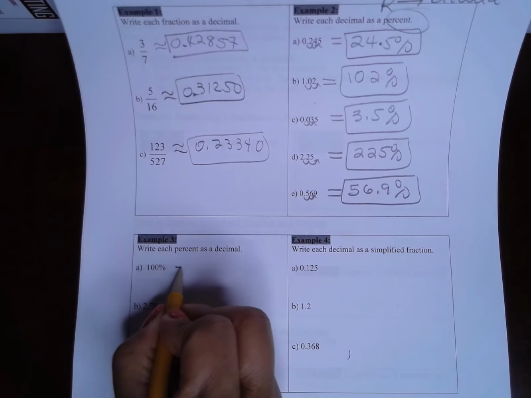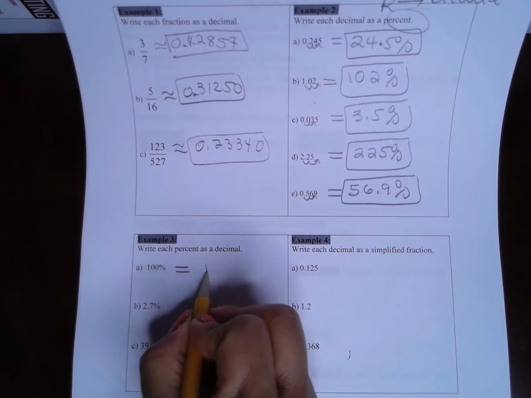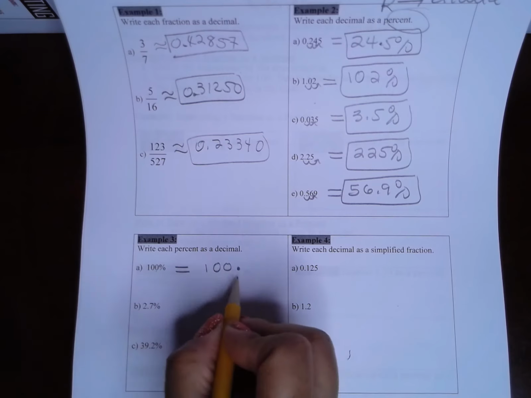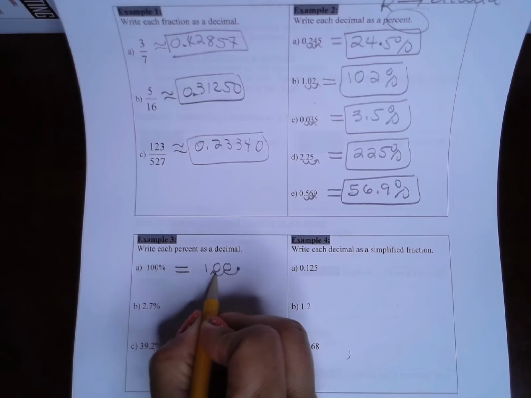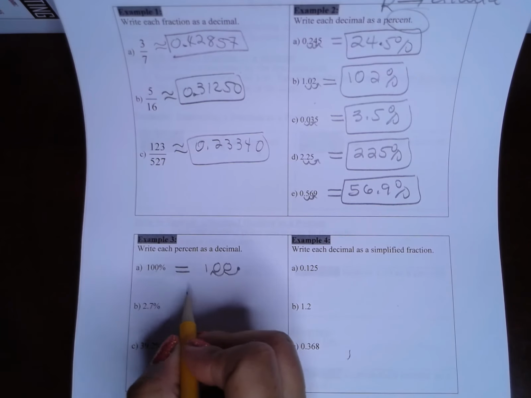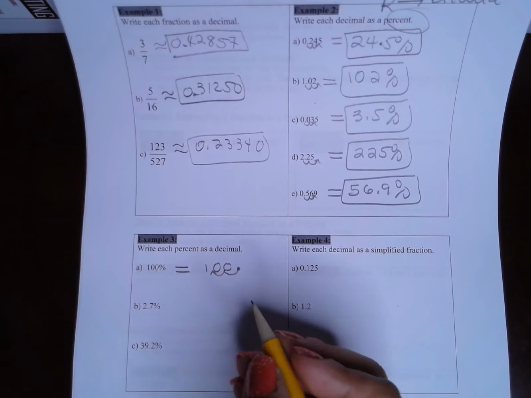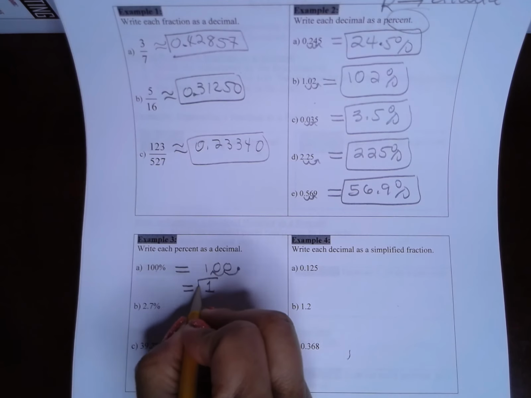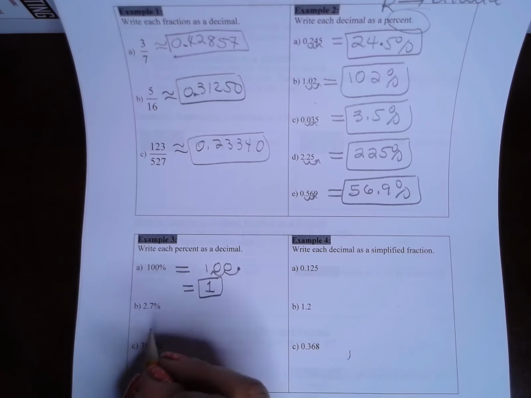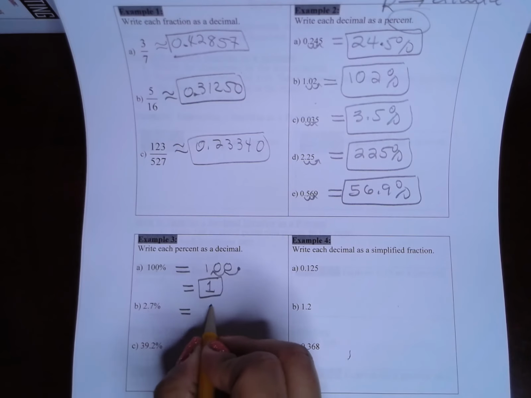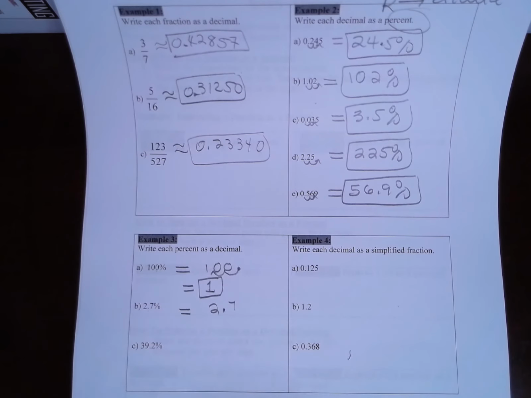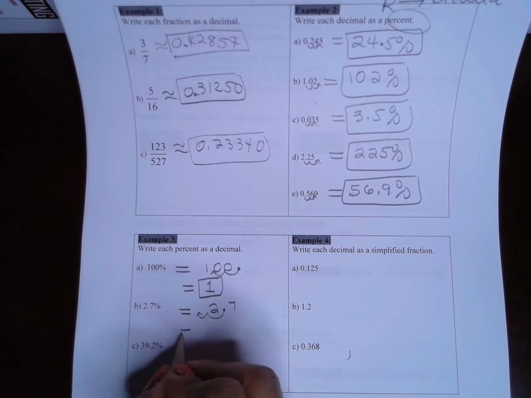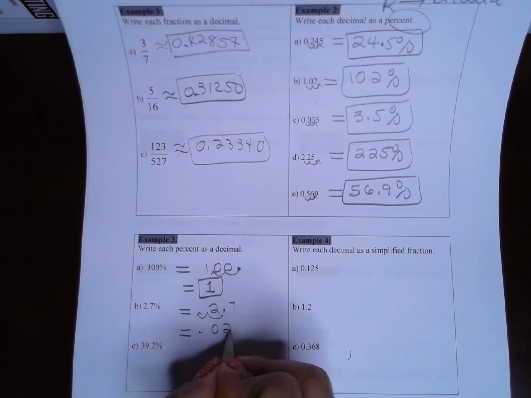If you don't see a decimal point, like in the 100, the decimal point is implied to be at the end. So you have to move the decimal point over to the left. And when you go from percent to a decimal, you have to remove the percent sign. So this is going to become just 1. Okay. The next one has a decimal point, 2.7. You drop the percent sign. You move the decimal point 2 units left, and this is going to be 0.027.